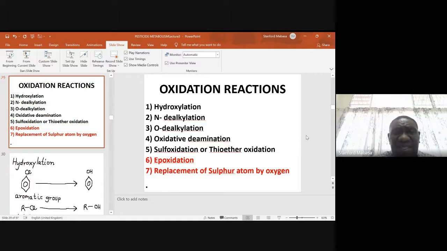The first one is hydroxylation. Second is N-dealkylation. Third, O-dealkylation. 4, oxidative deamination. 5, sulfoxidation or thioether oxidation. And 6, epoxidation. Number 7, we have got the replacement of sulfur atom by oxygen.